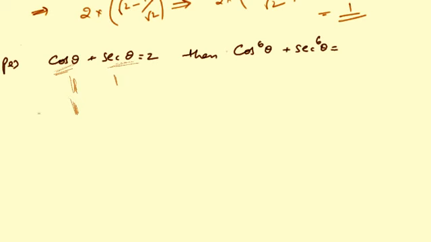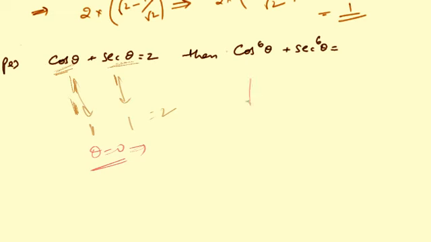Cos must be equal to 1 and secant must be equal to 1. Then only the value is possible as 2. Otherwise it is not possible by the values. When cos is 1 and secant is 1, theta is equal to 0. By looking at the equation we can clearly say that theta is equal to 0.